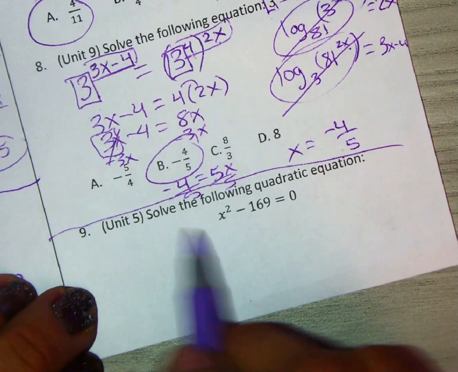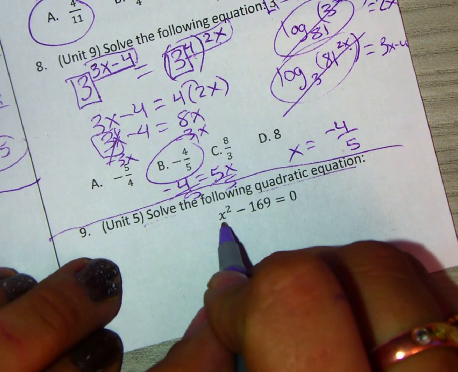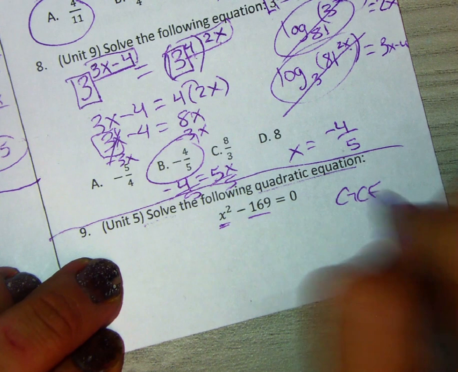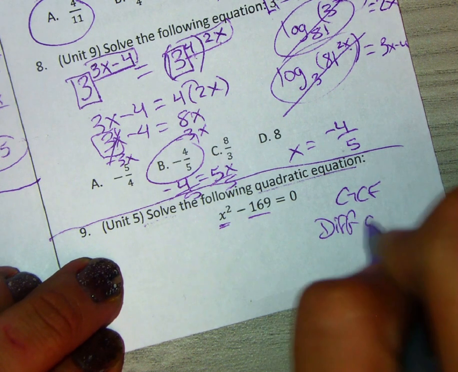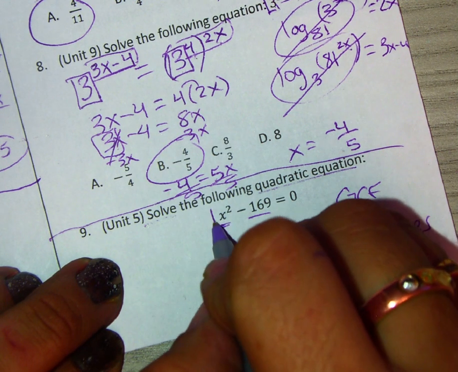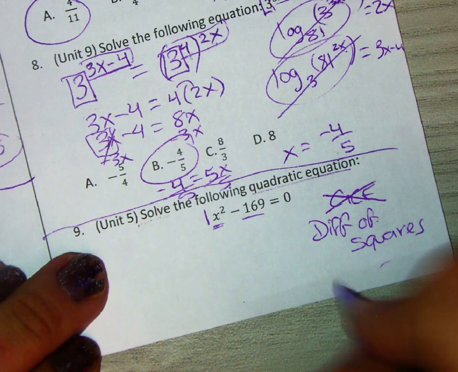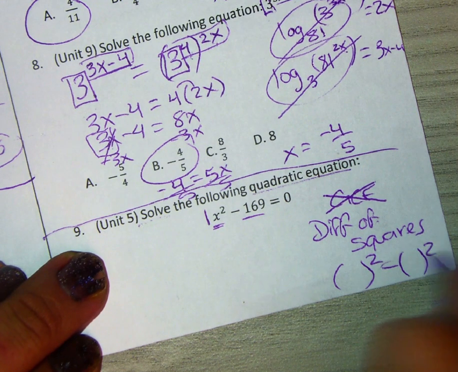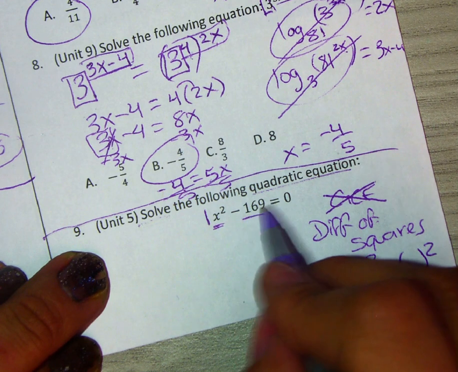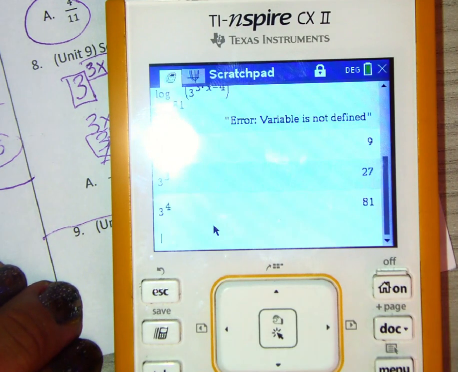All right, so in Unit 5, we talk about solving quadratic equations, and we talked about binomials being either GCF or difference of squares. And in this case, x squared has a coefficient of 1, so there's no GCF. So the next part is difference of squares, which is something squared minus something squared. In this case, x is being squared, and then 169 is a number squared. I already know the answer, but let me just show you.